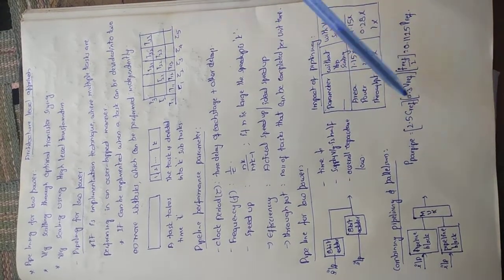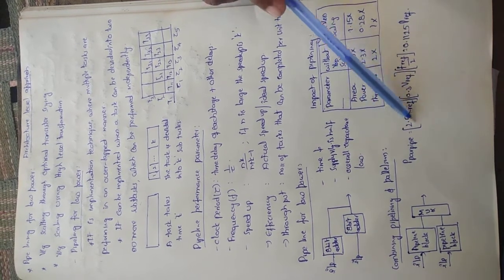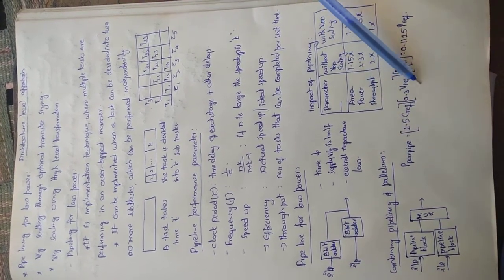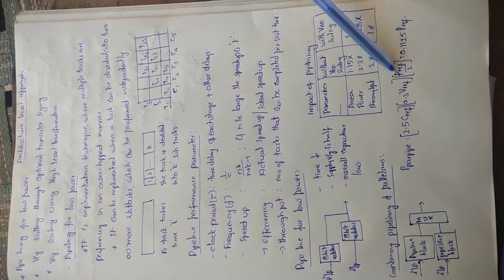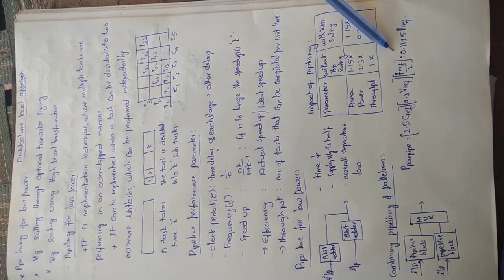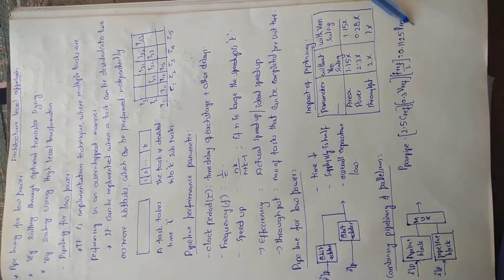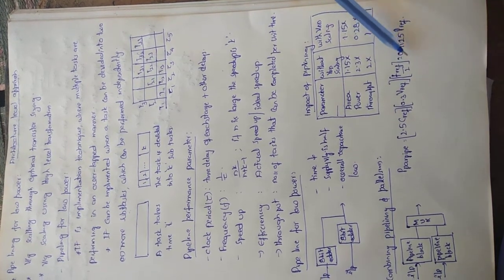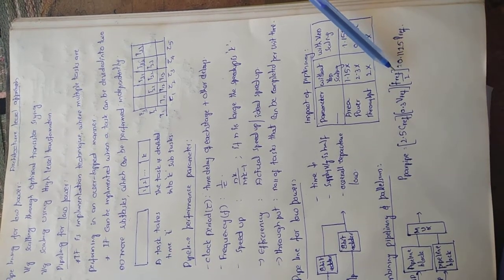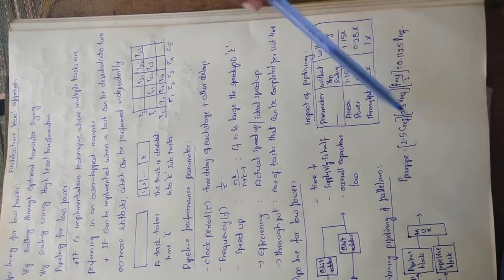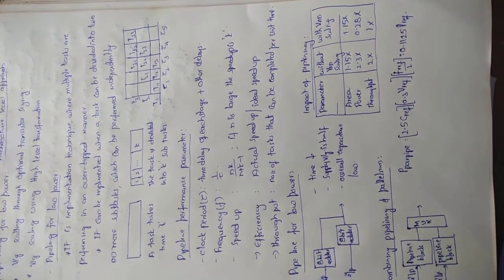Here the capacitance is 2.5 times the original one, but the voltage is reduced to 0.3. The frequency is half. So overall, the power dissipation is reduced by 11.1%. The power dissipation is 11% of the original one. So we can say the performance is the same, but the power dissipation is reduced.